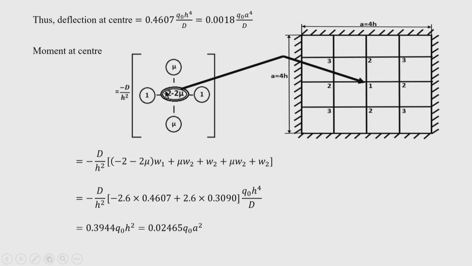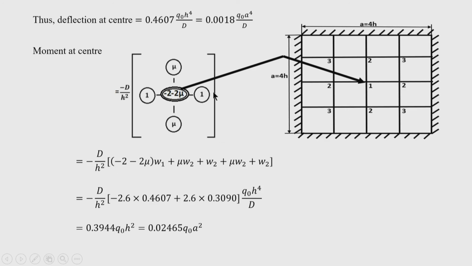And mx and my at the center can be calculated. This is the stencil for mx or my, whatever you call. Now, this is to be placed at node 1, which is the central node. So, if I place the stencil at node 1, then what do we get? We get minus D by a square, this is okay. Then we get the central node coefficient, minus 2 mu, into W 1.